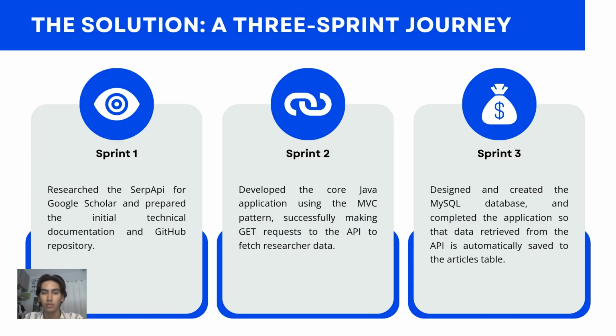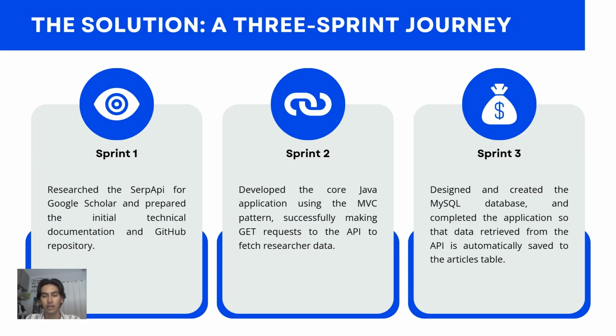Then sprint number two is to develop the core Java application using MVC. In this case, MVC is the model-view-controller pattern, a system that encapsulates the project and successfully makes GET requests to the API and fetches the research data.